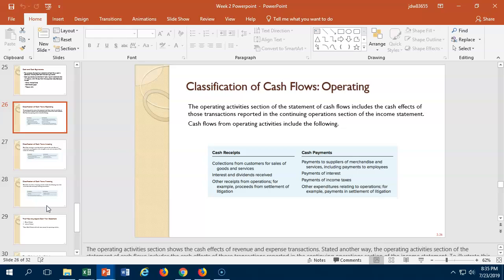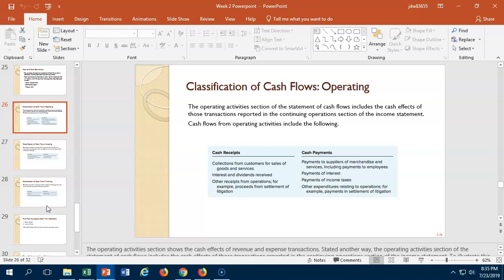So, if we use that exhibit, what are some examples of cash receipts found in the operating activity section? Cash received from customers, interest and dividends received. And then what are some payments? Interest payments, income taxes paid. Yep, those are a couple. Move to the investing activity.